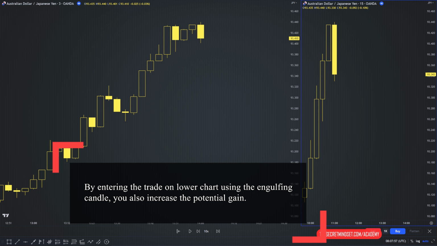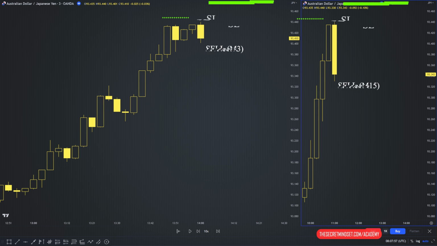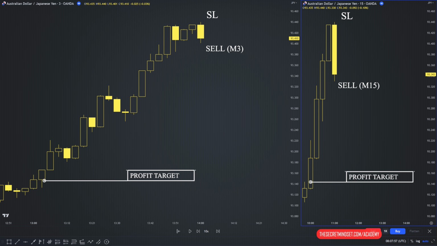Furthermore, by entering the trade on lower timeframes using the engulfing candle, you not only decrease your risk, but you also increase the potential gain. This is because your entry occurred right at the beginning of the downward movement. If you had traded based on the engulfing candle seen on the higher time frame, you would have entered the trade after the market had already moved down. As a result, the potential profit you could have made from the trade would have decreased.